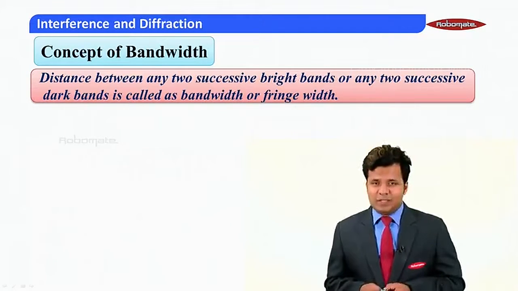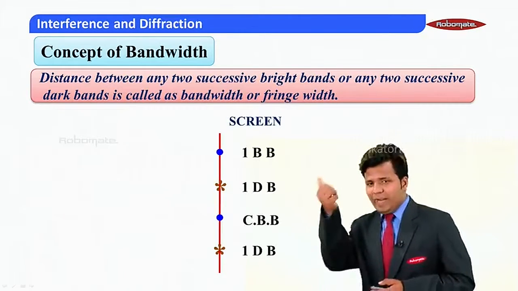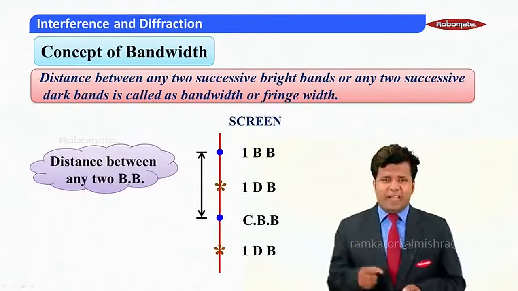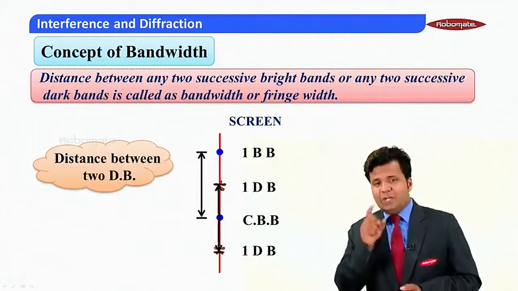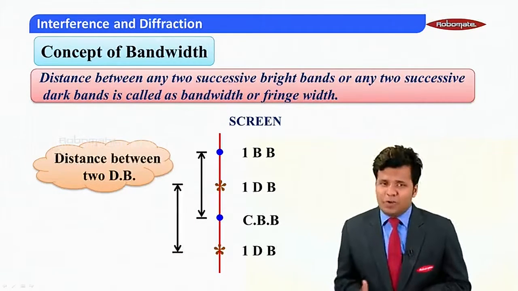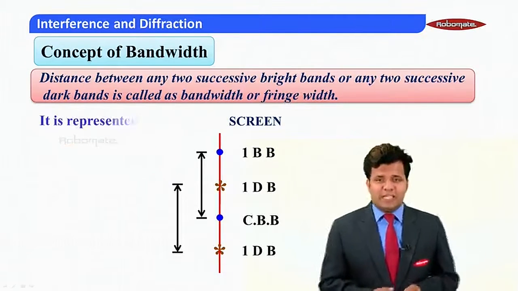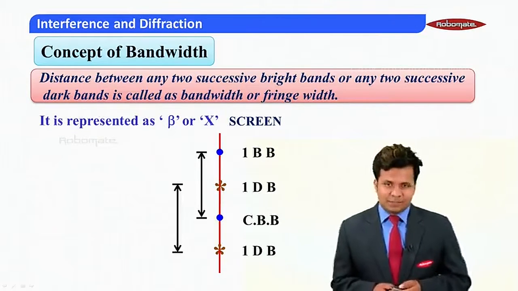bands, students. Let's say here is the example. You can see there is a bright band, there is a dark band, dark band. The distance between any two bright bands would be what? Bandwidth. The distance between any two dark bands would be what? Again, bandwidth. You can also call bandwidth as fringe width. It's one and the same. We symbolically represent it as beta or x.